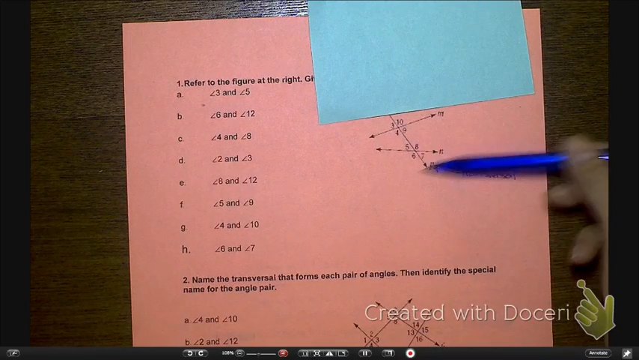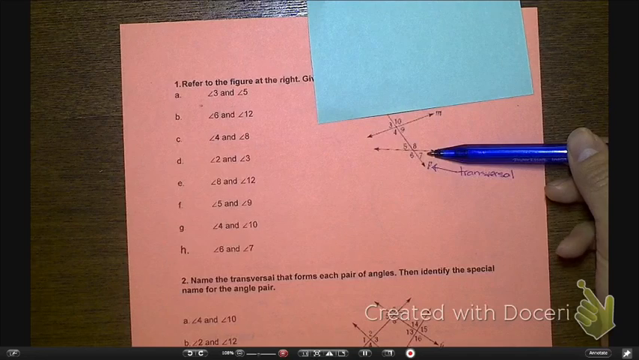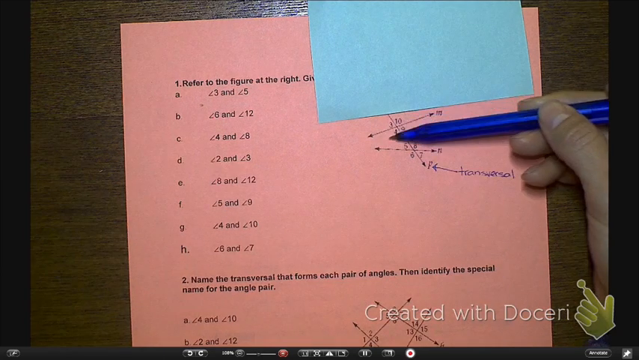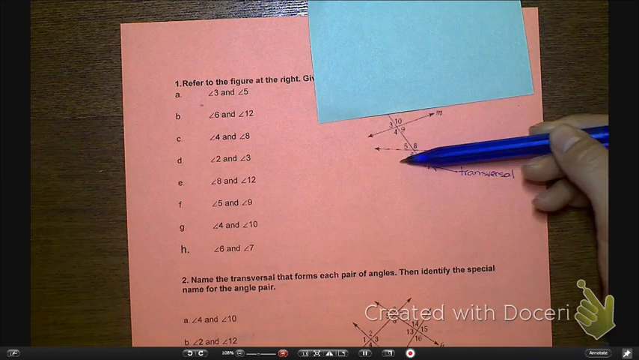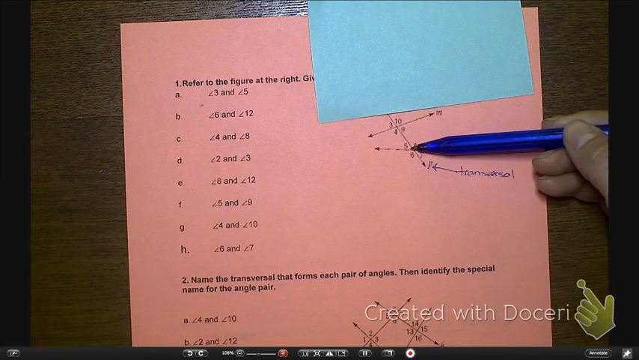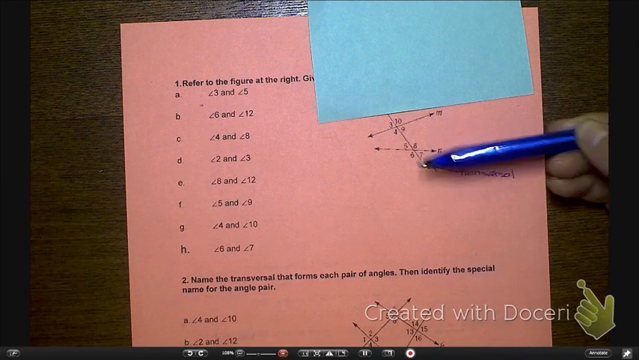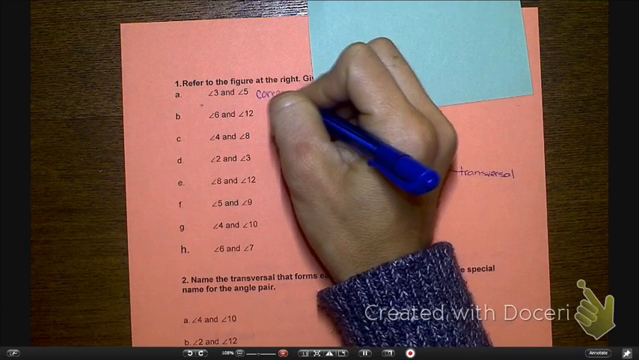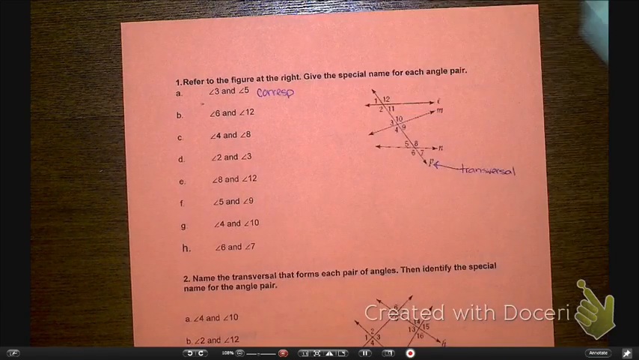No. So what did we say we need to check for if they're not both inside and they're not both outside? What am I checking for? Corresponding. So if I drew a box around this one and I drew a box around these ones, are they in the same position in their box? Yeah, they're both upper left-hand corner, right? So we're going to call these ones corresponding angles. Does that make sense?